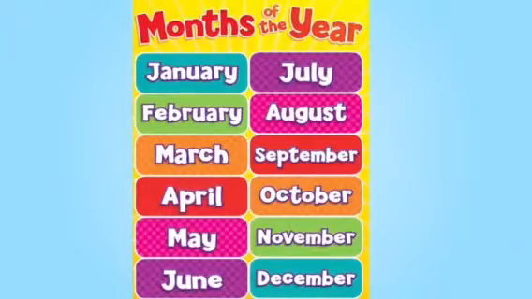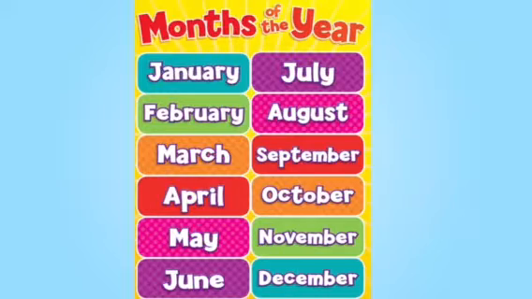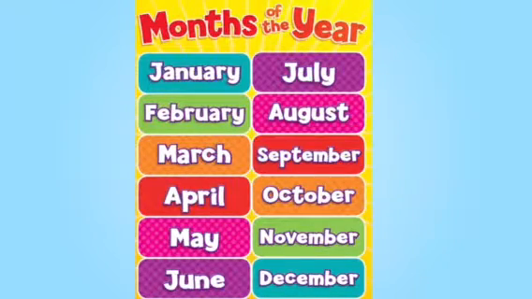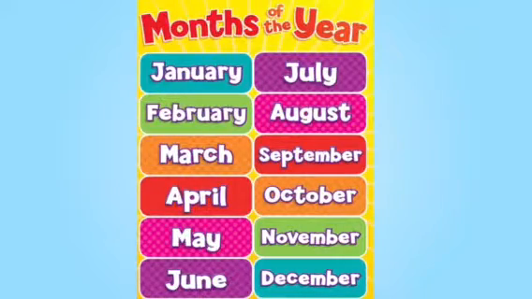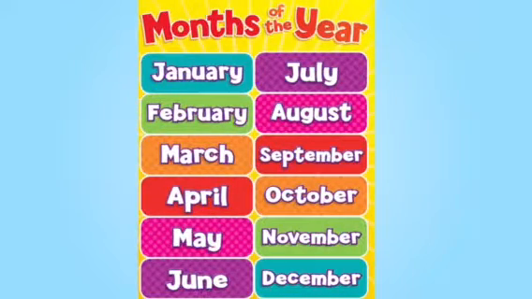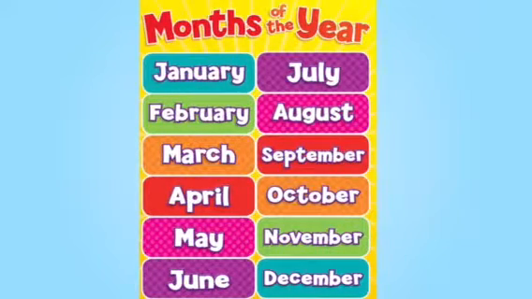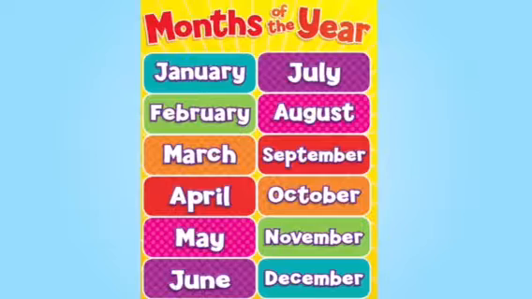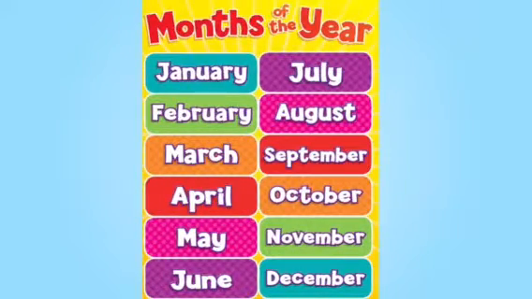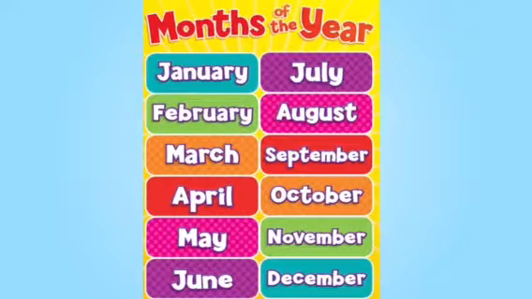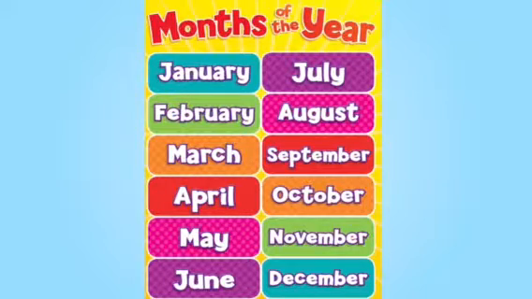Months of the year. There are 12 months in a year. The first one, January. Say January. Number 2, February. Say February. Number 3, March. Number 4, April. Number 5, May. Number 6, June. Number 7, July.